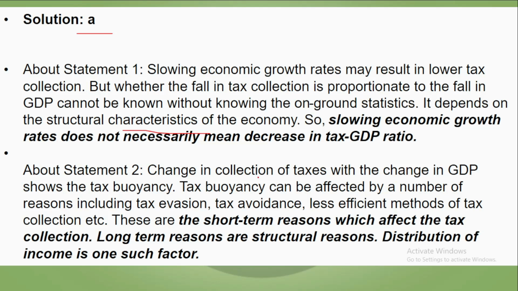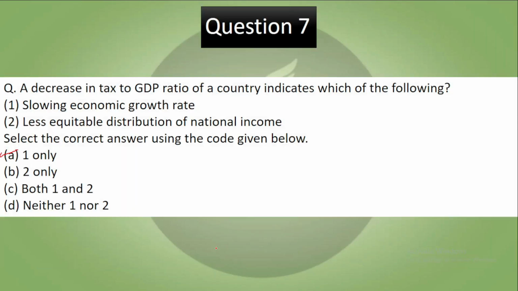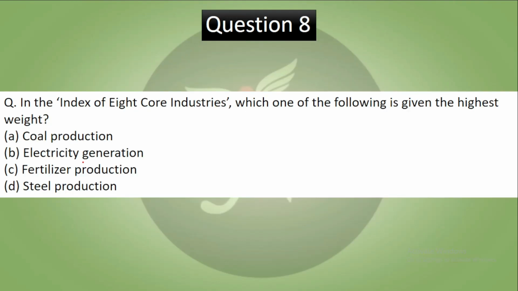The second statement says the change in the collection of taxes with the GDP shows the tax buoyancy. The tax buoyancy can be affected by a number of reasons, including tax evasion and tax avoidance. These are the short-term reasons which affect tax collection. Long-term reasons are structural reasons. So distribution of income is one such factor. So the correct answer to this is question number 8.